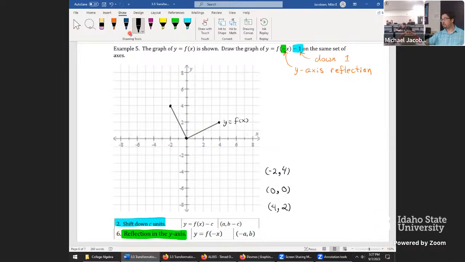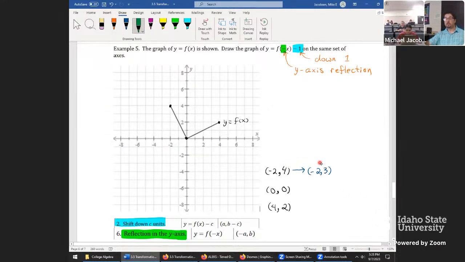So define what happens to the points. I'm going to go in order here. First, I'll do the shift, then I'll do the reflection. So for shifting down by 1, we just subtract 1 from the first coordinate. That'll be a 3. So we get to negative 2, 3.